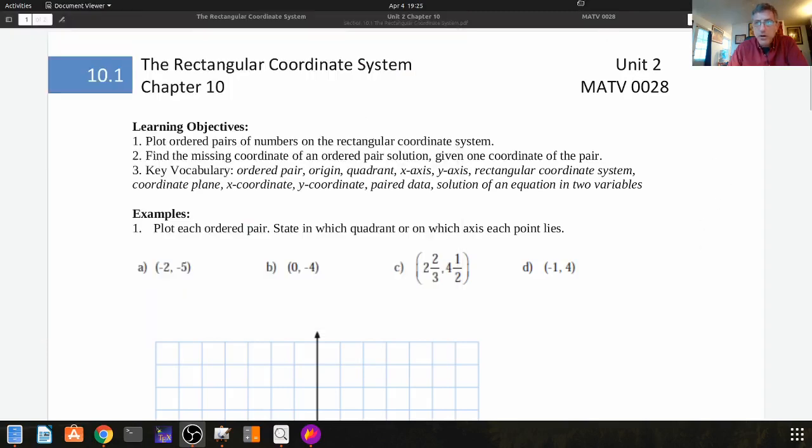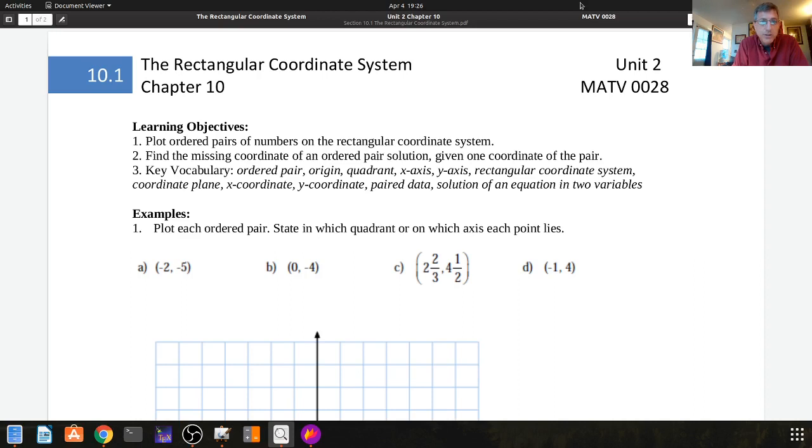Well, we're going to start on section 10.1 called the rectangular coordinate system. This is really a fun move in mathematics. It literally marks one of the biggest innovations in mathematics and has had profound effects. It was introduced in the 17th century, I believe, by mathematician and philosopher René Descartes, the same one who says, "I think, therefore I am."